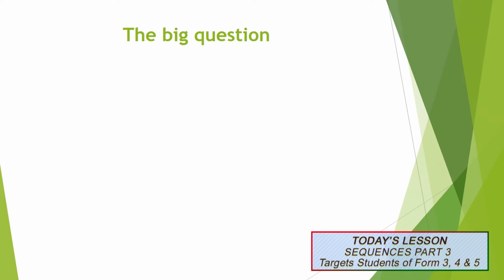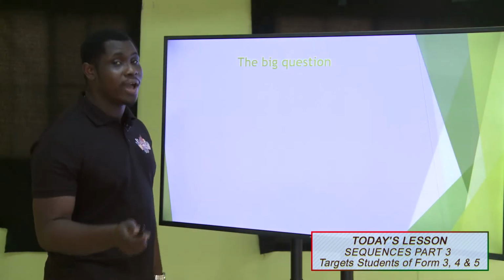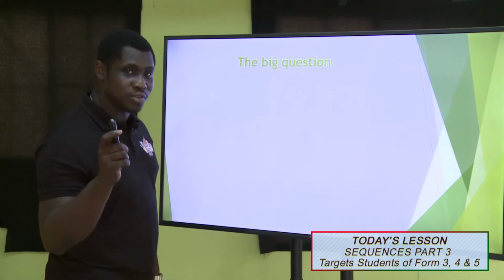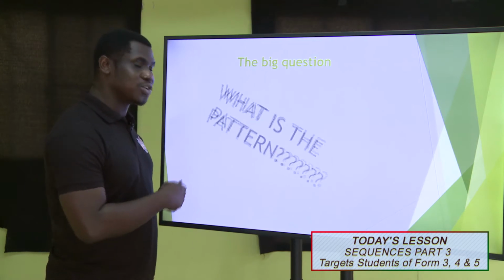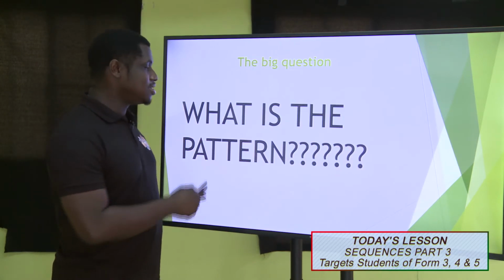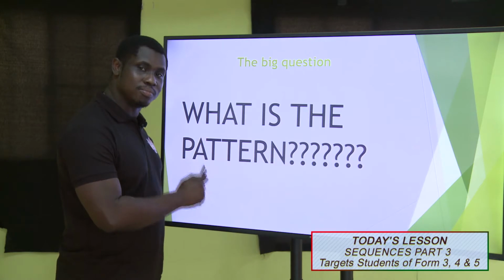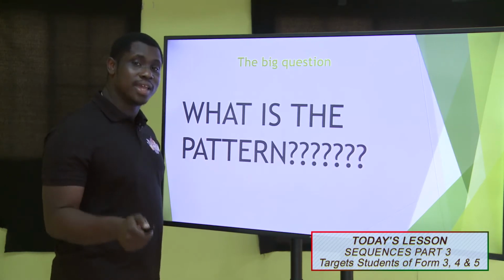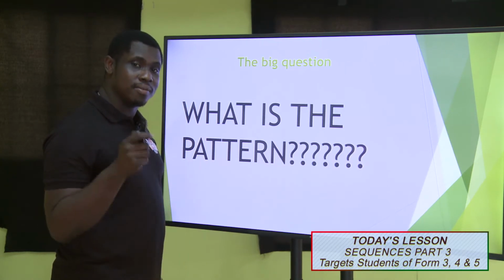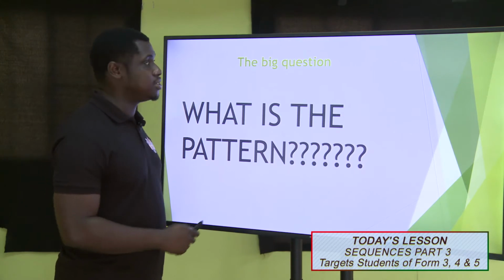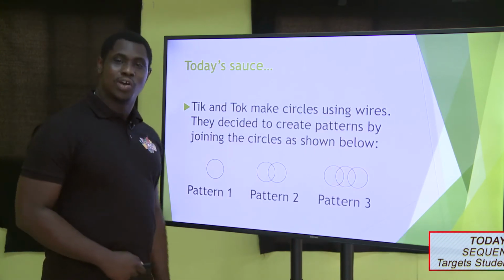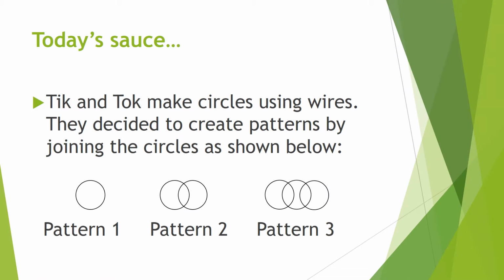The big question again today, make a wild guess. If you guessed this, you're correct, because the question is, what is the pattern? We have to spend time to identify patterns in sequence questions. Today's source: Tick and Tock make circles using wires. They decided to create patterns by joining the circles as shown below.